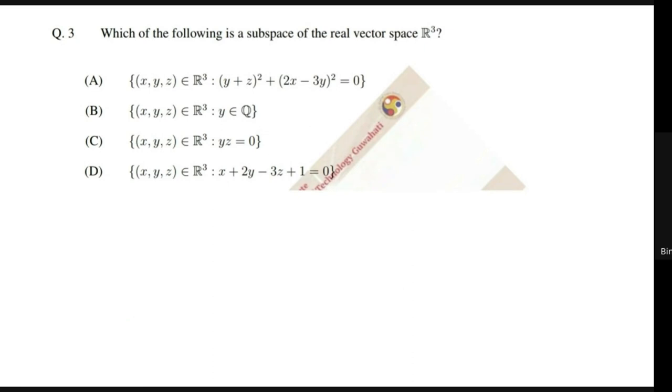Now the third question is, which of the following is a subspace of the real vector space R^3? So we have to check which one of these is a subspace. So now you can see option D. Here it is given as x plus 2y minus 3z plus 1 equals 0. Now there is a constant 1. So whenever there is a constant, it will never be a subspace.